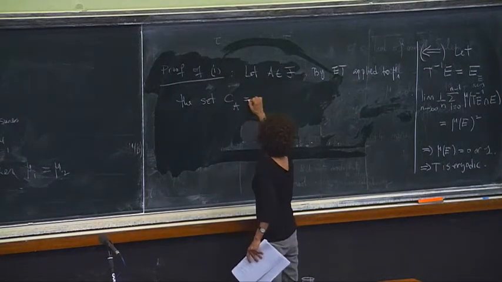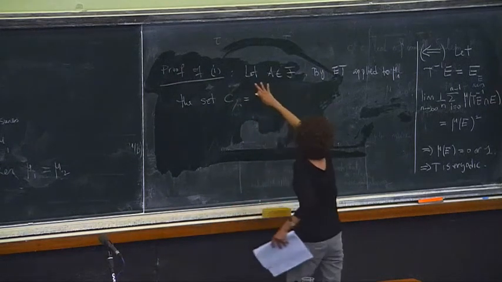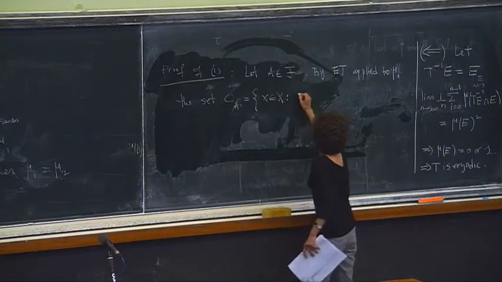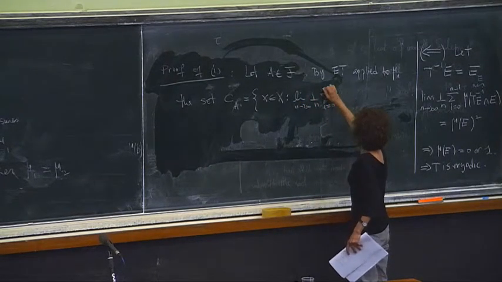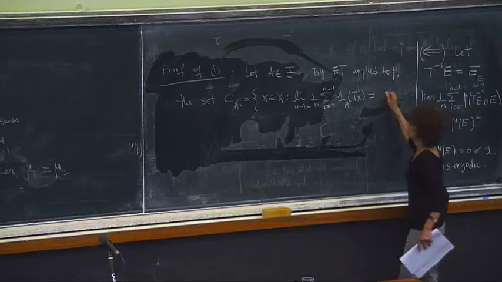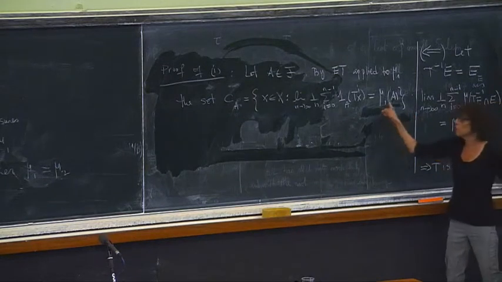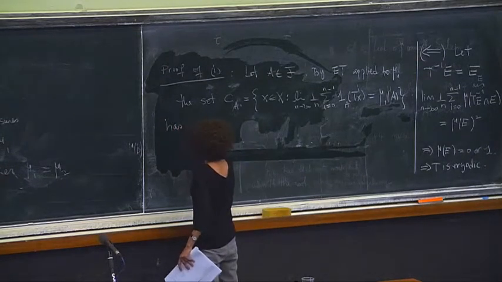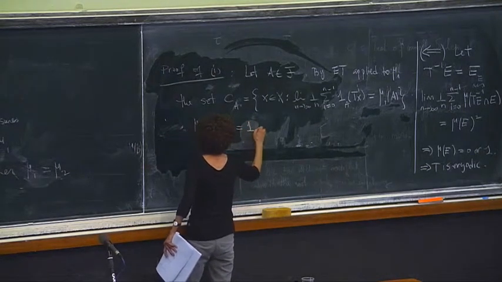Let me write down the set C_A. Why did I write C_A? Oh, sorry, because A is fixed here. C_A is the set of all x in your space for which the ergodic average under mu1 goes to the measure of A. By ergodicity, because this convergence happens mu1 almost everywhere, this set has mu1 measure equal to 1. So let's say mu1 of C_A equals 1.